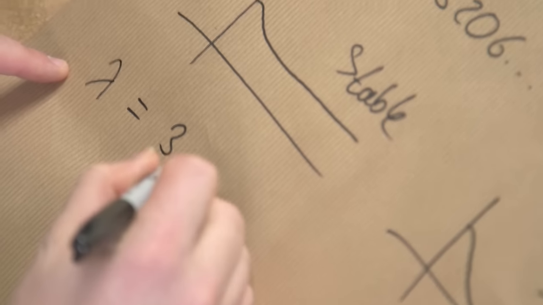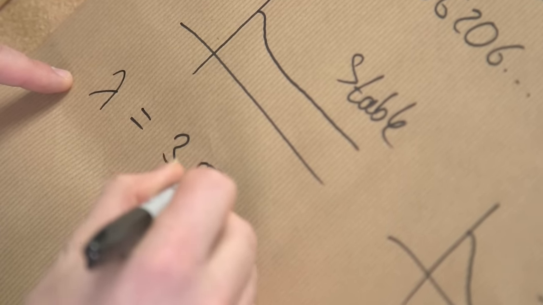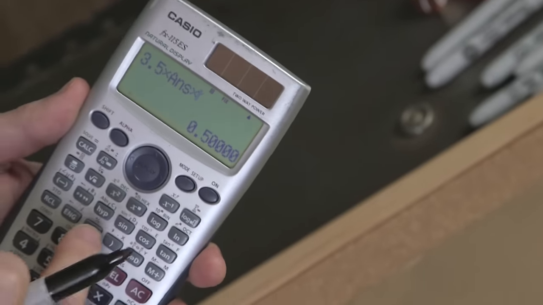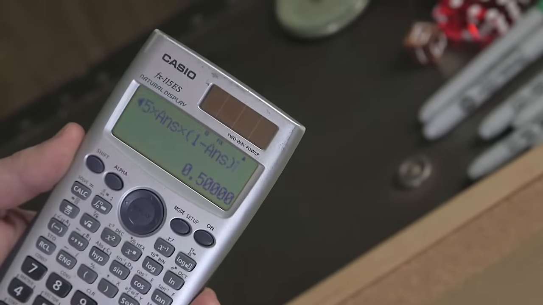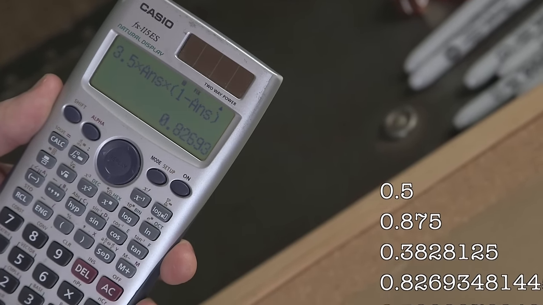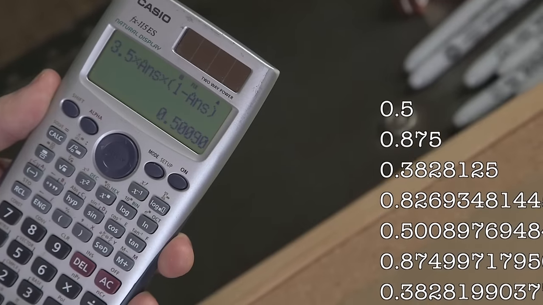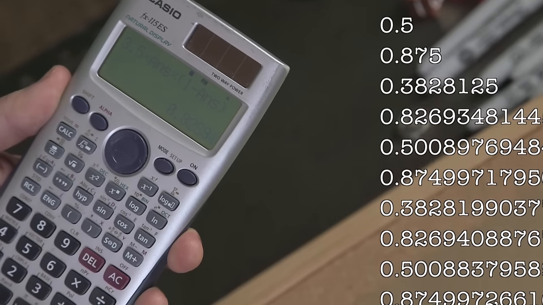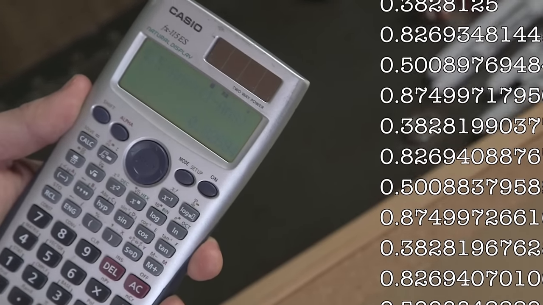I'm going to pick lambda to be, this is a carefully chosen value, 3.5. Let's try that one. I'm going to set the population to be a half. 3.5 is lambda multiplied by the previous population, multiplied by 1 minus the previous population. This time it goes up to 0.875, 0.38, 0.82, 0.50. Wait, these are all different. I'm just going to keep pressing it. But it's definitely not settling down.